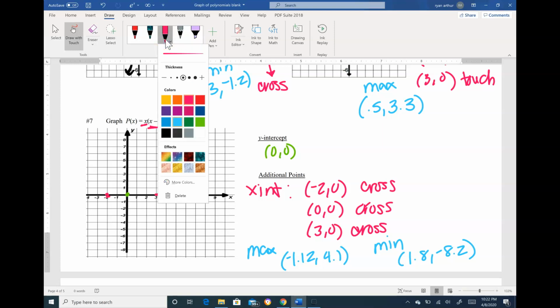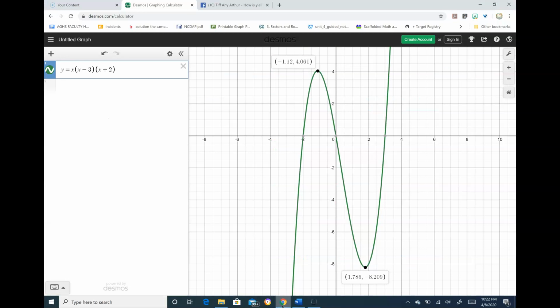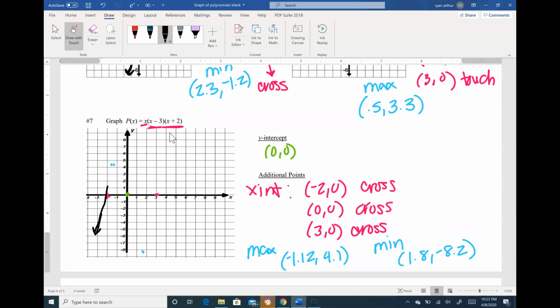Your max and mins are decimals, but just guesstimate them, okay? So (-1.2, 4.1). And then the min is (1.8, -8.2). All right, and I said my graph starts in the negatives, hits here because it's a cross, a max, cross, a min, cross, and I end up positive, okay?